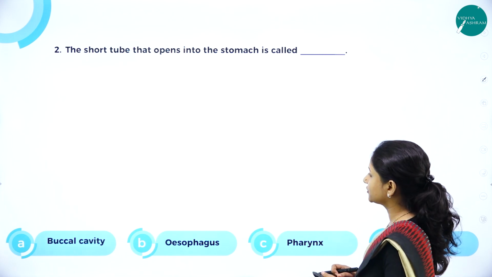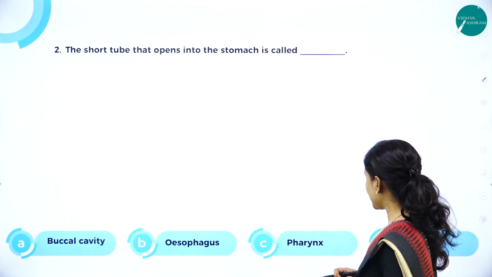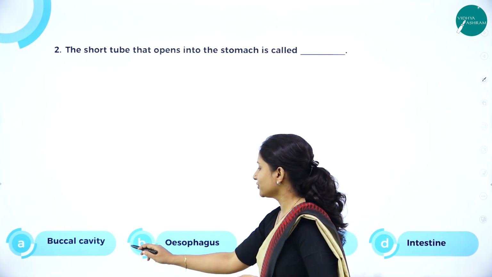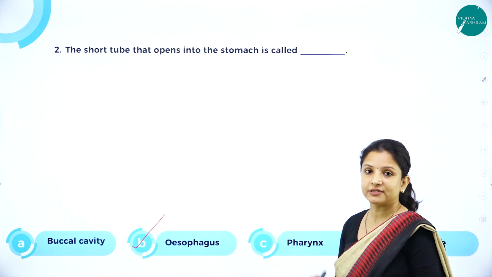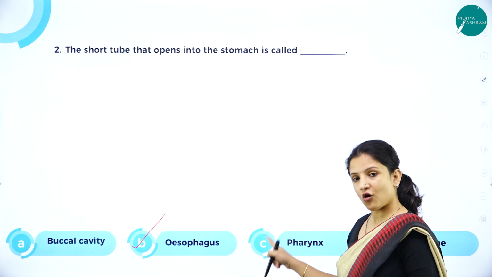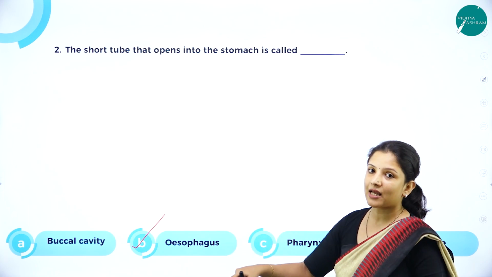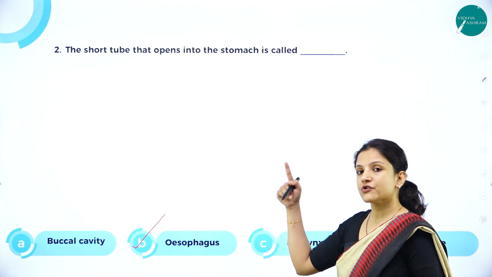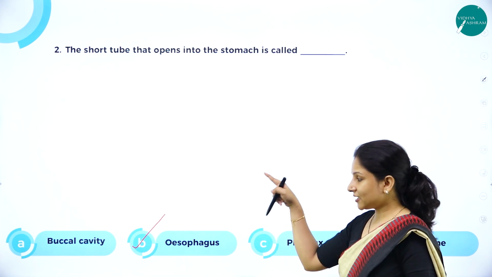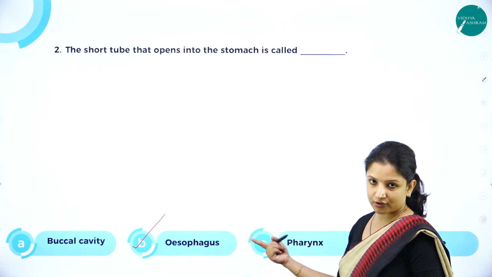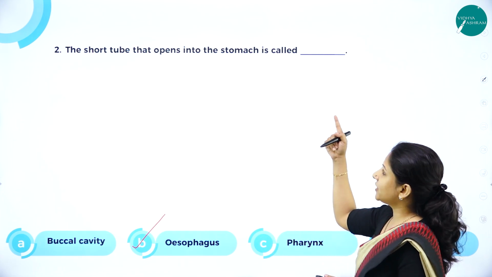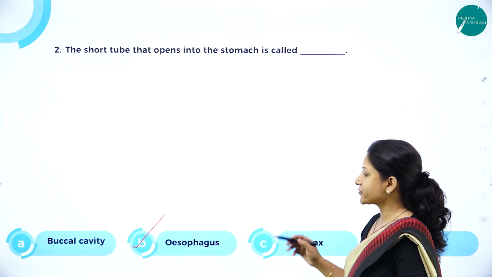buccal cavity, esophagus, pharynx, or intestine. It is the esophagus. The esophagus is the one that opens into the stomach. Don't get confused with the pharynx. The pharynx forms a connection between the buccal cavity and the esophagus, carrying the food from the buccal cavity into the esophagus. It is the esophagus that is connected to the stomach. So the esophagus is a short tube that opens into the stomach. So it is option B.